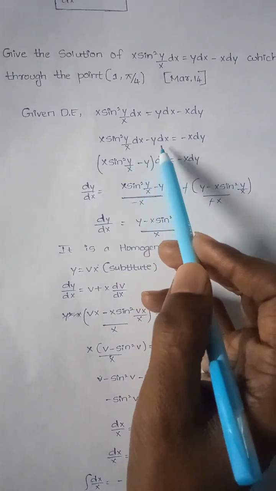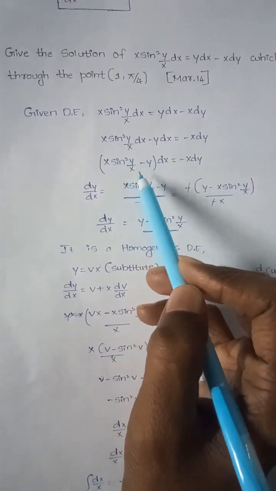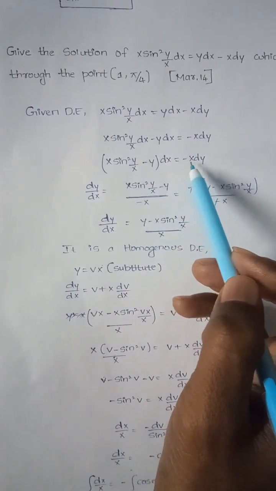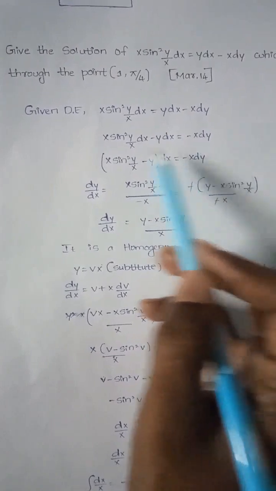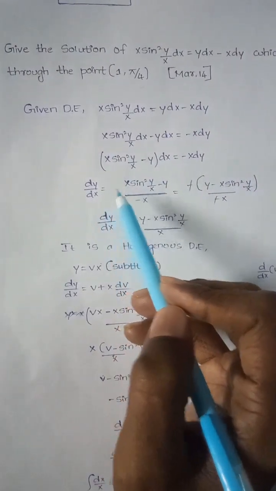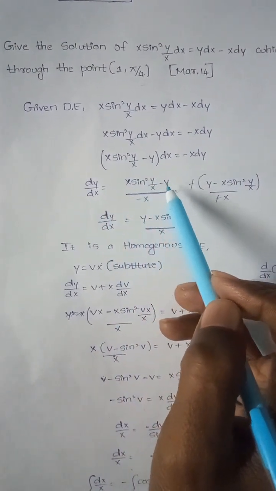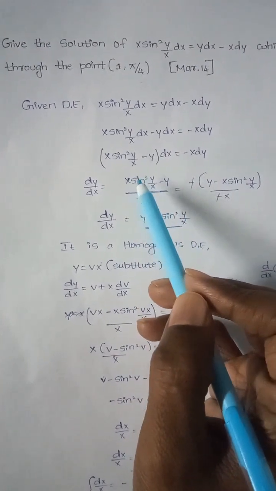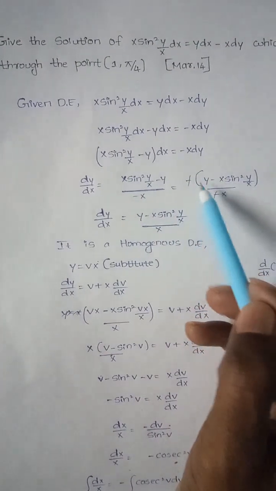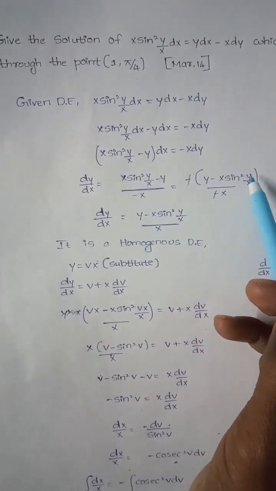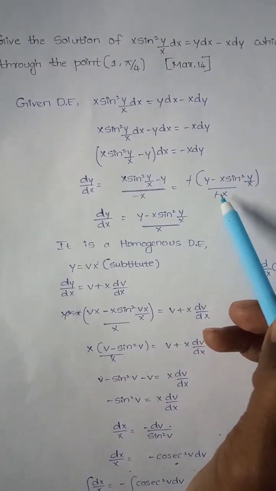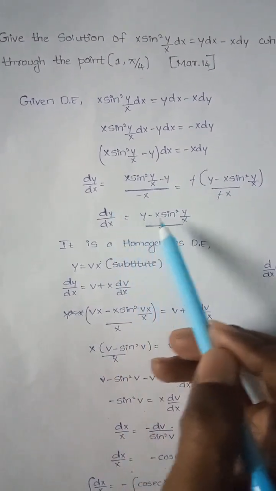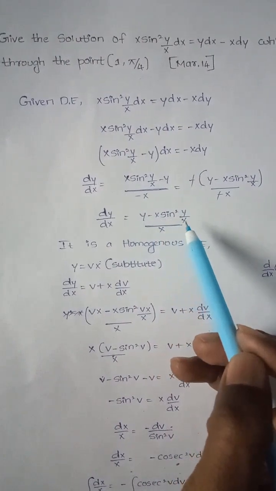Now taking dx common, we get (x sin square (y by x) minus y) dx is equals to minus x dy. Now it can be written as dy by dx is equals to (x sin square (y by x) minus y) by minus x. Now if we take minus common from the numerator, we get minus of (y minus x sin square (y by x)) by minus x. Here minus minus get cancelled and dy by dx is equals to (y minus x sin square (y by x)) by x.